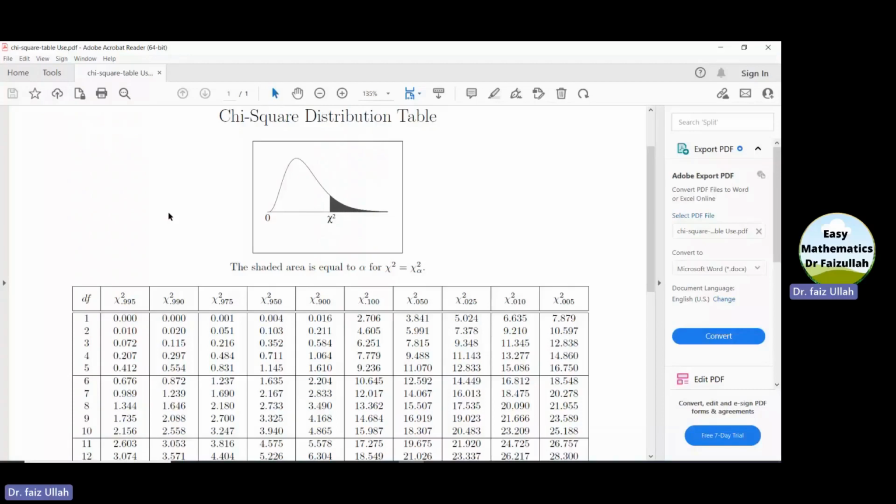In example number 5, we have used this table of chi-square distribution. To find the value of chi-square 0.95, comma 4, we find the intersection of these two numbers, and the answer is 0.71. The next value which we have obtained is chi-square 0.05, comma 4. Again, we find the intersection of these two numbers and we get 9.488. That's all.